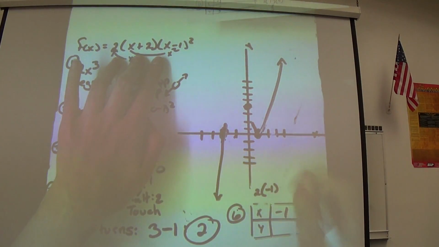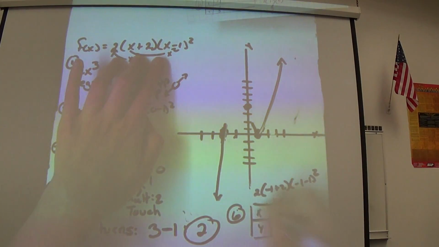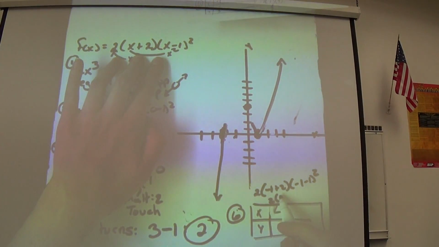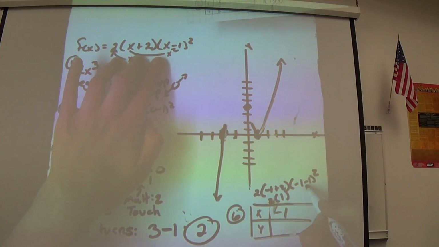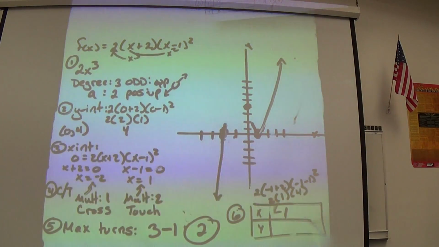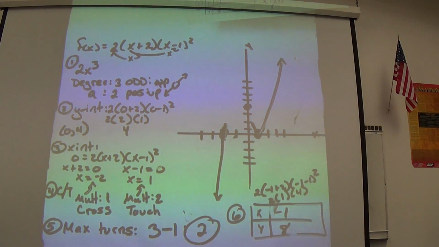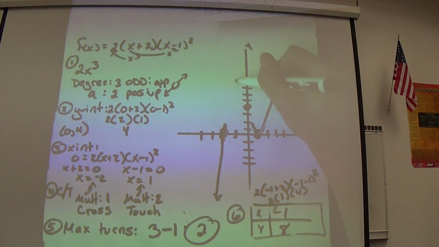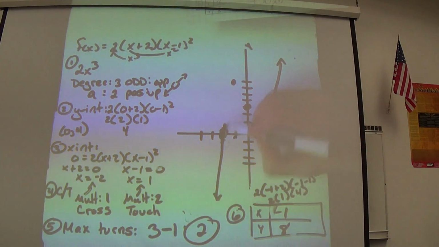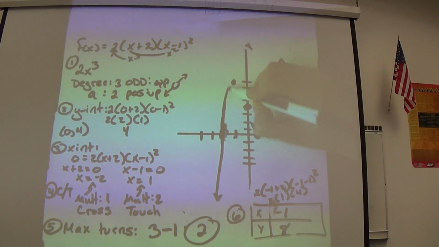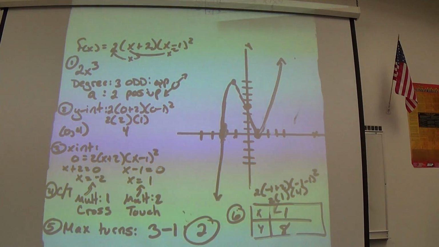So I have -1 plus 2 times -1 minus 1 squared. -1 plus 2 gives me just 1. -1 minus 1 is -2. Squared is 4. 2 times 4 gives me a value of 8. Which means when I'm at -1, I'm all the way up here at 8. So when I connect, I have to come up, hit that point, turn around, and come back down. And now I have my graph for that function.